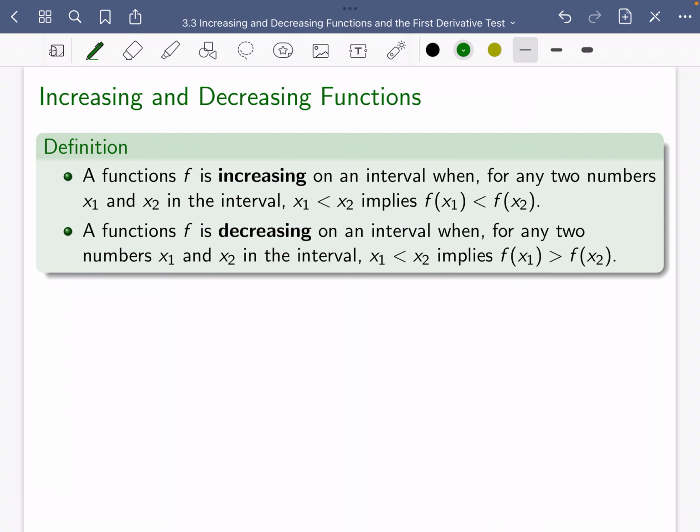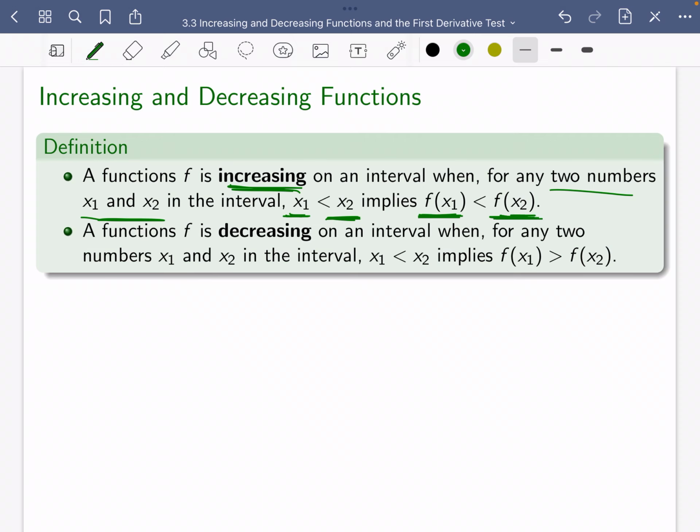We say that a function is increasing on an interval if for any two numbers, x1 and x2 in the interval, x1 being smaller than x2 implies the function value at x1 is smaller than the function value at x2. So this is telling us as our x values move from left to right, so we're moving from a smaller value to a larger value, the y values are moving from smaller values to larger values.